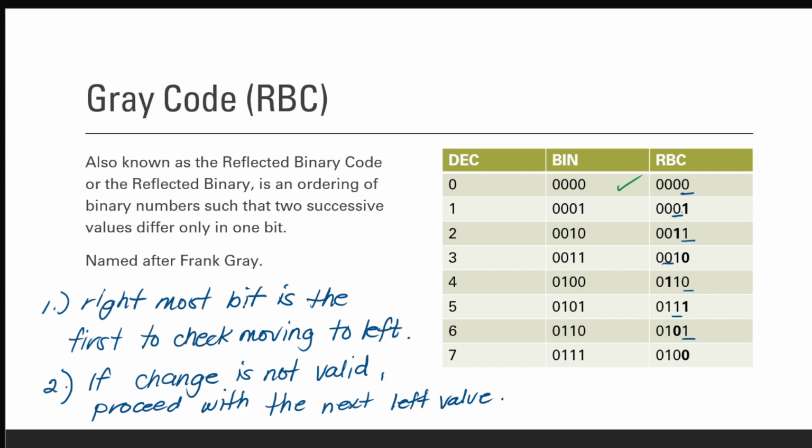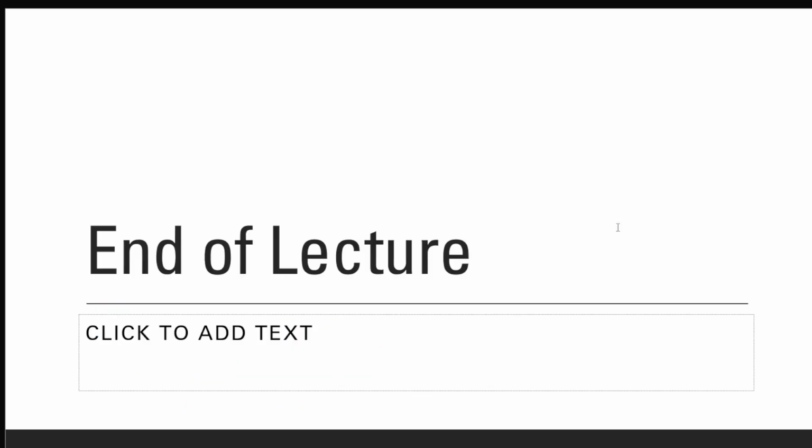That is how we convert binary or decimal numbers to gray code. So very important yan in the field of computer science and electronics engineering. So take note of that. Okay, so that's it. End of lecture.